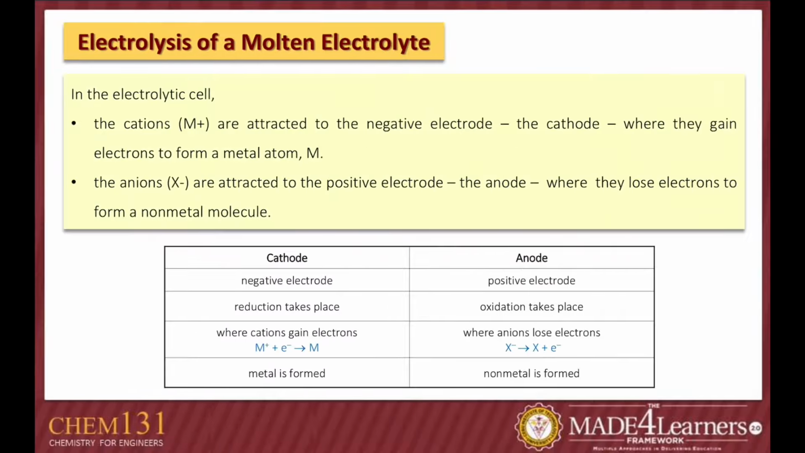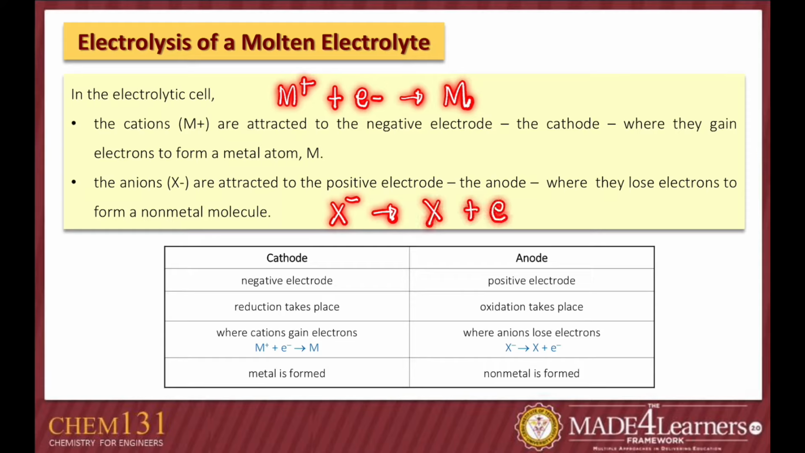So, for a molten electrolyte, the cations in the electrolytic cell are attracted to the negative electrode, the cathode, where they gain electrons to form the metal atom. So, diba, positive siya, tapos mo gain siyag electrons para mo form og metal. Cations will form metals mostly. And then the anions are attracted to the positive electrode where they are going to lose electrons to form the non-metal nga molecule. So, kani ang ma-form M og X.